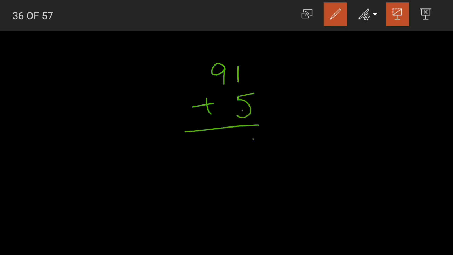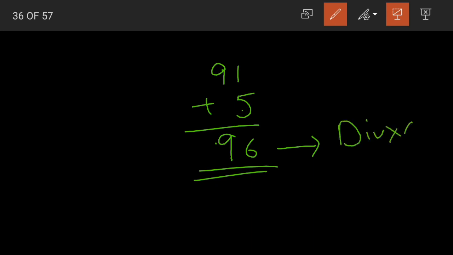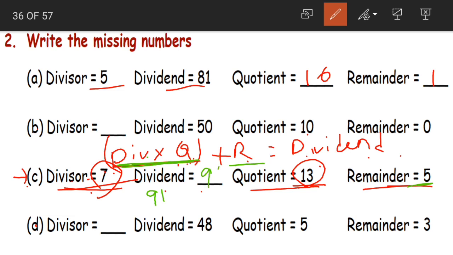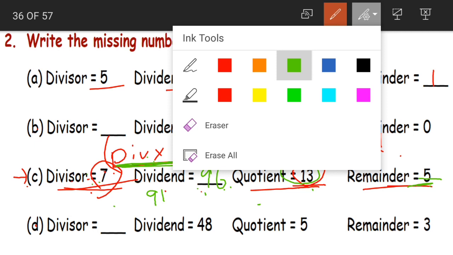91 plus 5. When we add 1 plus 5, 6 and 9 here. What is 96 now? Divisor into quotient, that is 91, plus our remainder. When we added all these, we got 96 as our answer. So what does 96 become, children? 96 becomes our dividend. That is another use of this division statement. When one of the terms is missing, you can find it easily. Clear? Divisor into quotient, that is 7 into 13, plus our remainder 5 gave us 96. That is our dividend in question C.